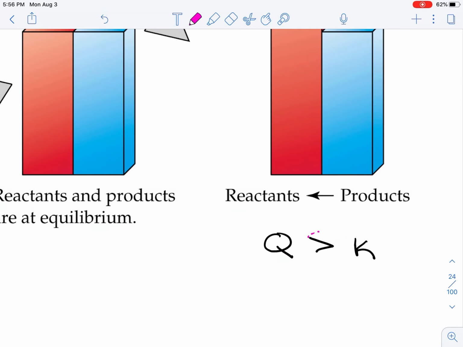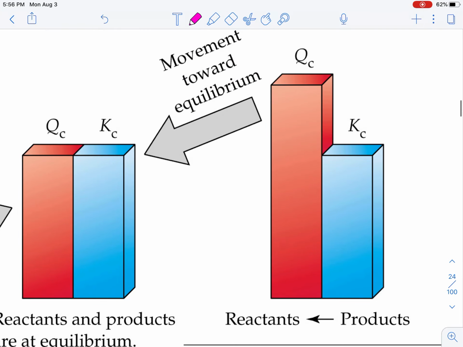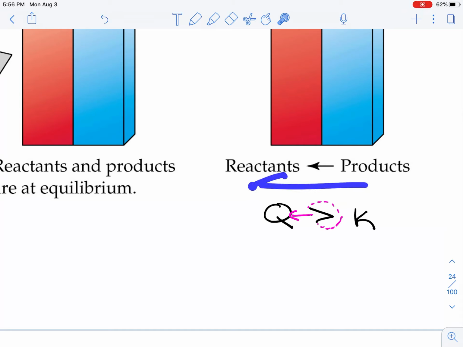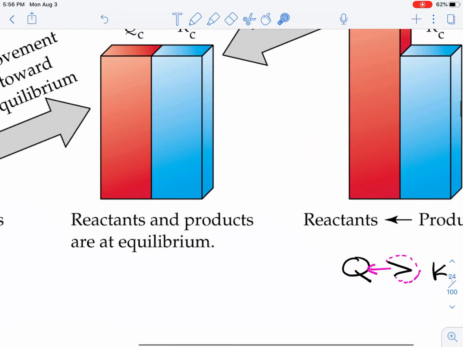And so if I do the same thing for this second scenario, in which Q is greater than K, notice that the opening of the mouth of the Pac-Man points towards the left. And so therefore, for the chemical system to move towards equilibrium, the reverse reaction will occur, meaning that products will be converted into reactants. Okay, and once again, Q is always written first.